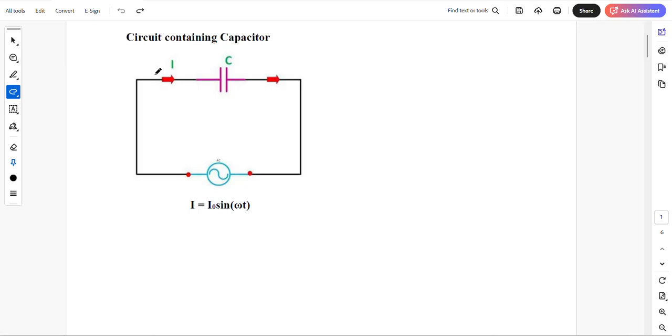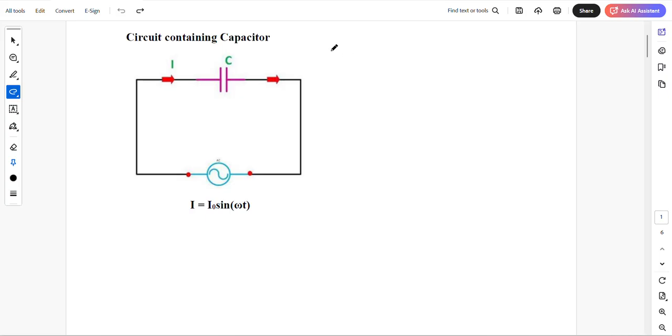Today we'll be seeing circuit containing capacitor topic and problems on it. First we'll learn the concept and then the problems on circuit containing capacitor. What is this? This is a capacitor. Supply voltage is given to it. An AC supply is given whose current is I is equal to I naught sin of omega t. Now this is capacitor C.